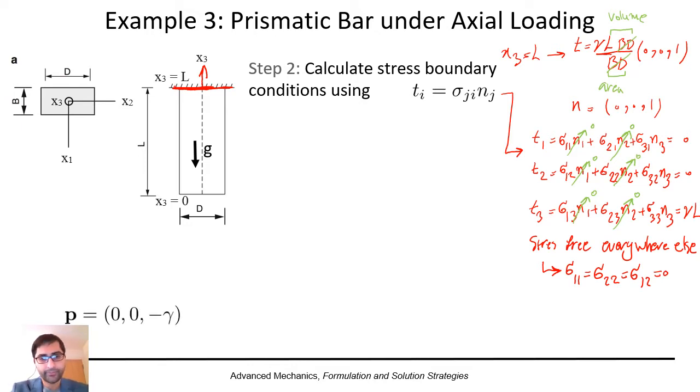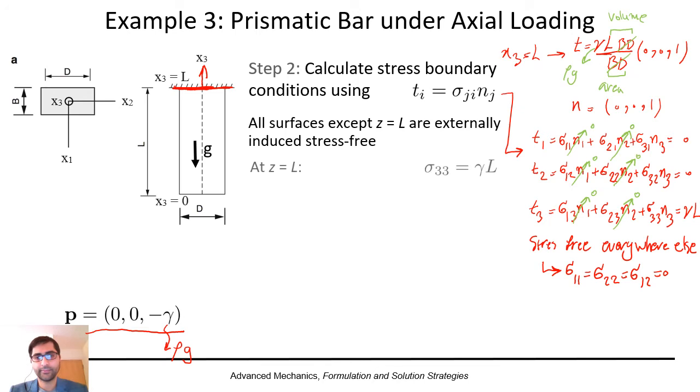Also, note that the body force is equal to minus gamma, which is the density multiplied by gravity. Let me note it here as well. Density multiplied by gravity. Okay, we found that at z or x3 equal to L, we have sigma 3, 3 equal to gamma L.